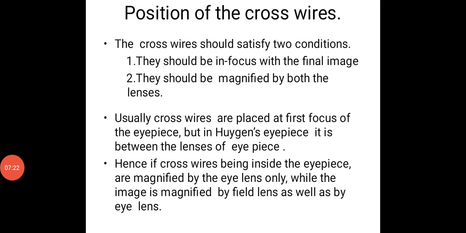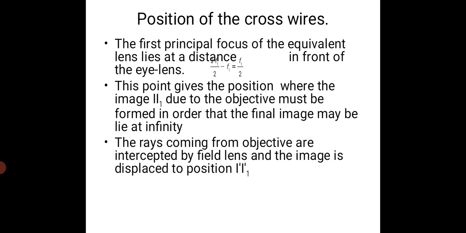Usually crosswires are placed at the first focus of the eyepiece, but in the Huygens eyepiece it is between the lenses of the eyepiece. Hence, the crosswires, being inside the eyepiece, are magnified by the eye lens only, while the image is magnified by the field lens as well as by the eye lens. For the position of the crosswires, the first principal focus of the equivalent lens lies at a distance 3f1/2 - f1 = f1/2 in front of the eye lens.